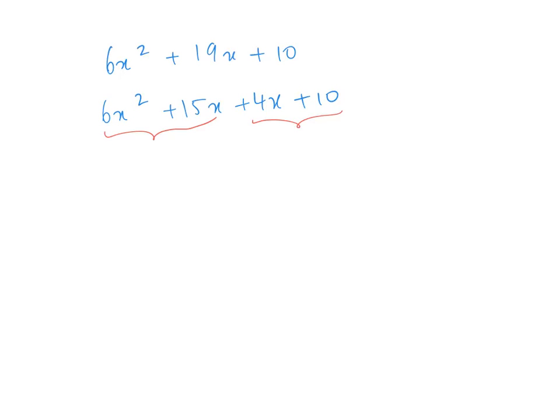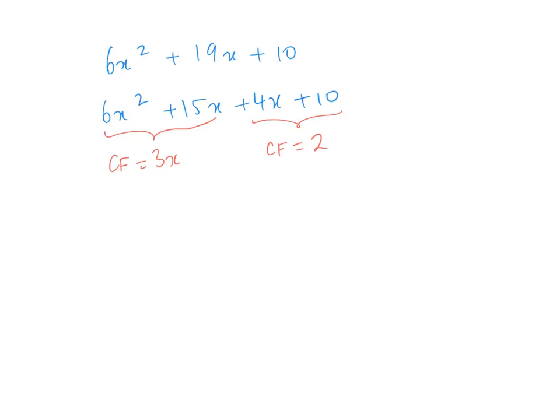Now I can replace the b, which was 19x, with my factors. I'm going to rewrite this. And instead of writing 19x, I'm going to write plus 15x plus 4x plus 10, because 15x plus 4x gives me 19x. I will look at two terms at a time and find the highest common factor. The highest common factor of 6x squared plus 15x is 3x. And the highest common factor of 4x and 10 is 2.